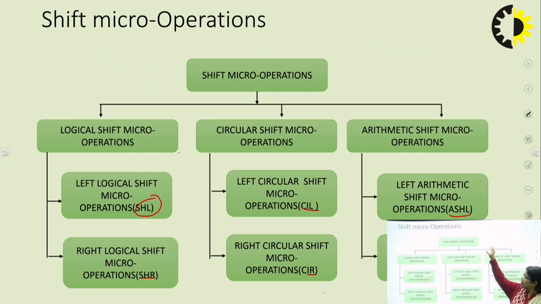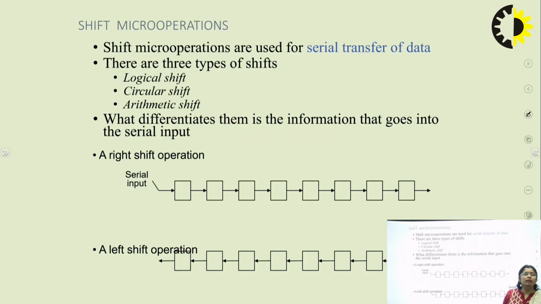So you can say overall in the shift micro operations there are three types: logical shift, circular and arithmetic, and each having two types, that is a left shift or a right shift operation. Now we will discuss one by one these particular operations: the logical shift, circular shift and arithmetic shift, and each having the different types, that is a left shift or a right shift.